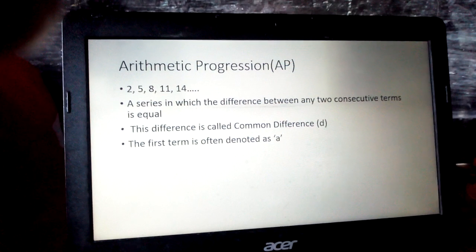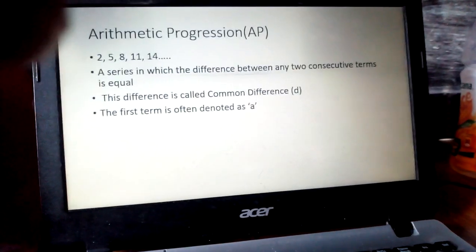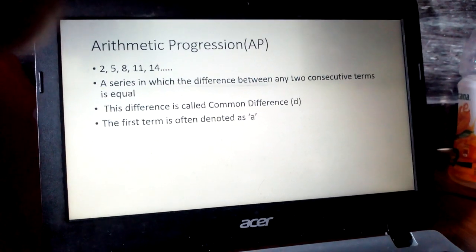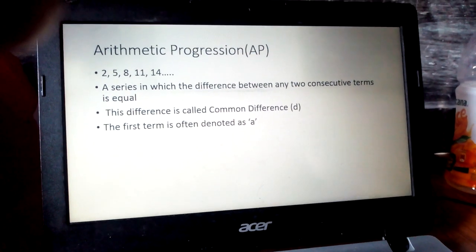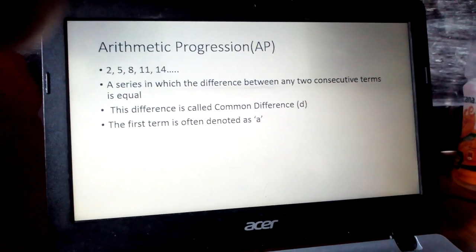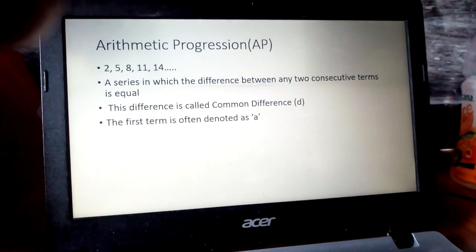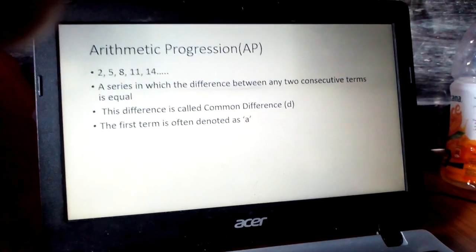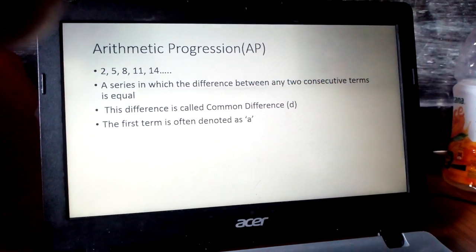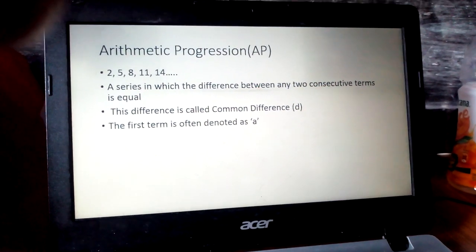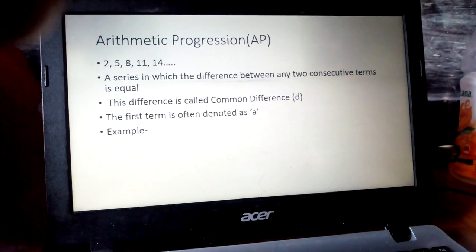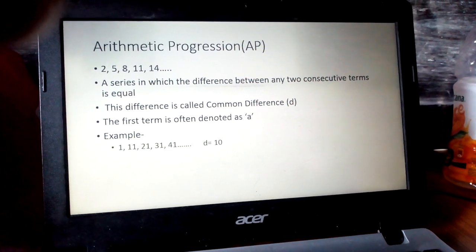The first term of a series is generally denoted by a, though in different books you may find different notations also. But for our purpose here, we would be using a to denote the first term of the series. So in this particular series 2, 5, 8, 11, 14, you would say that a is equal to 2, the first term. Now let us have a look at one example.